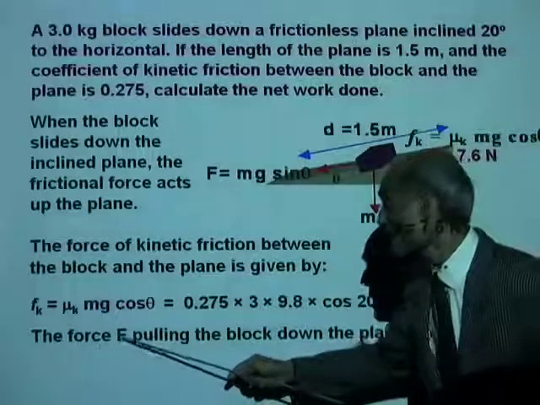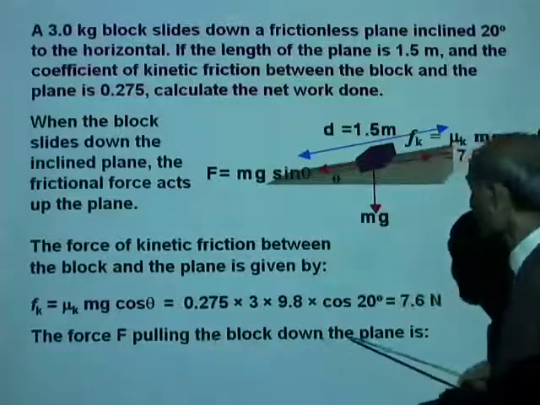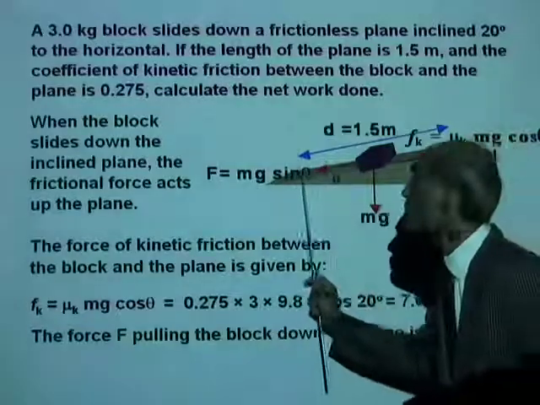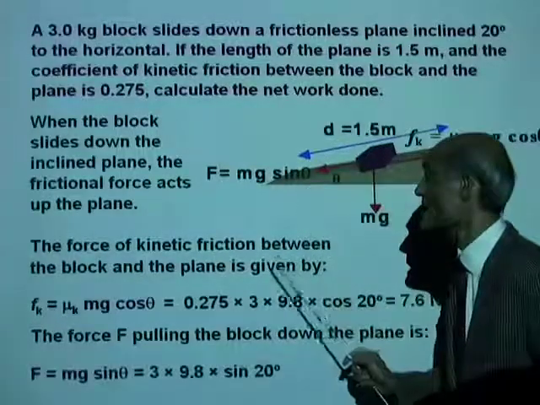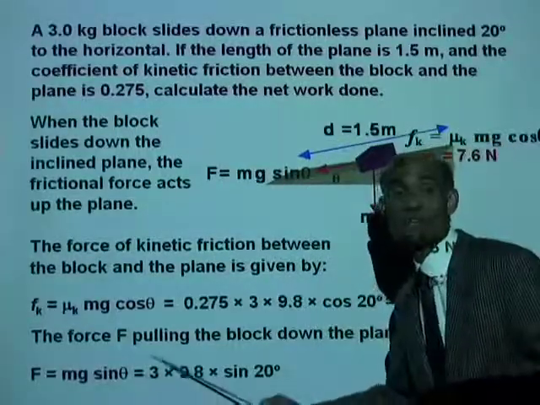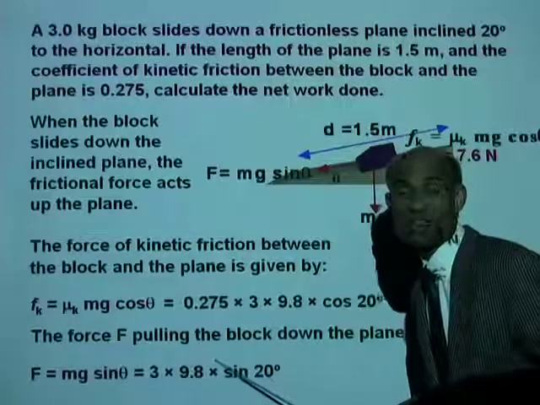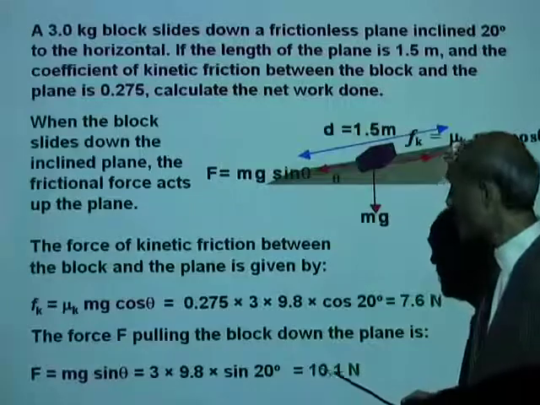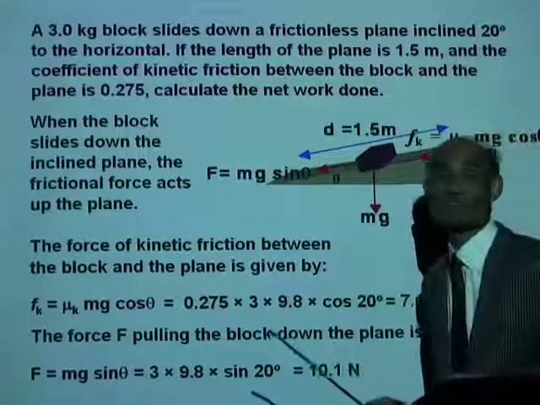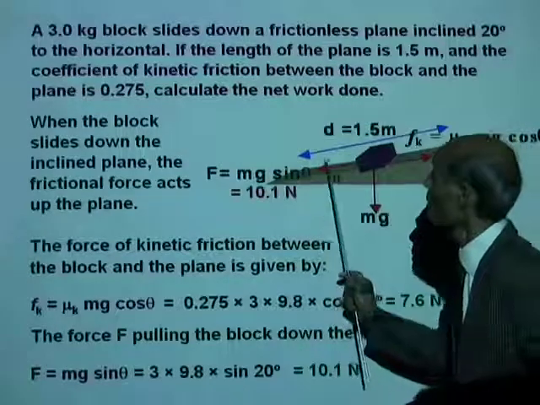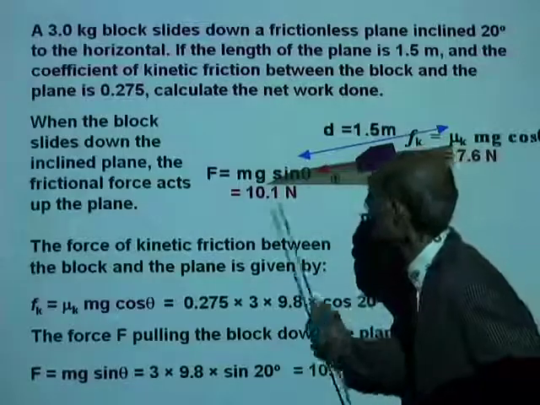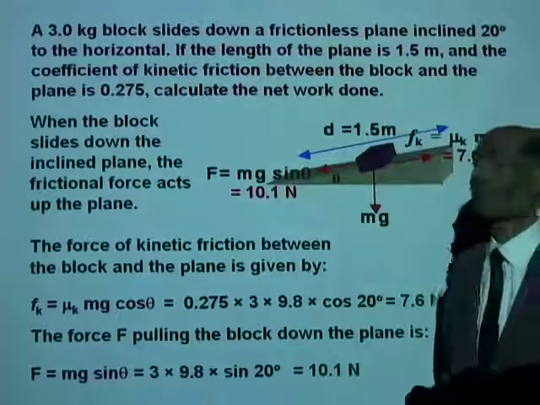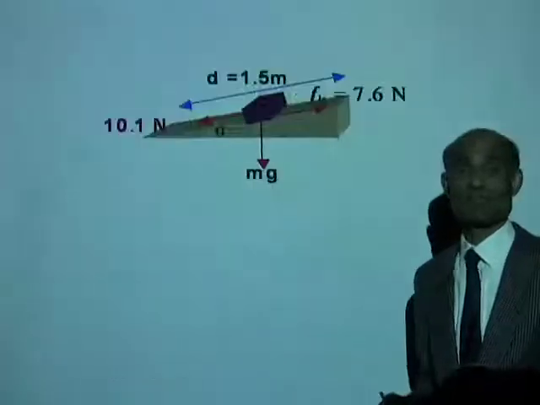The force F pulling the block down the plane is mg sine theta. M is 3 kilogram times g times sine of the angle, and that will be 10.1 Newton. So the force pulling down the plane is 10.1 Newton.